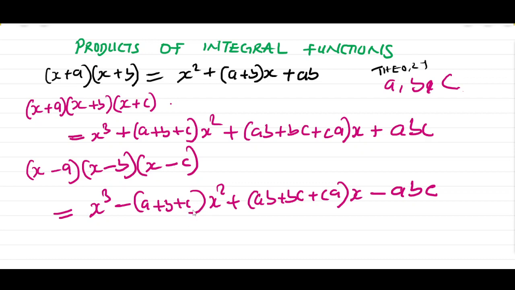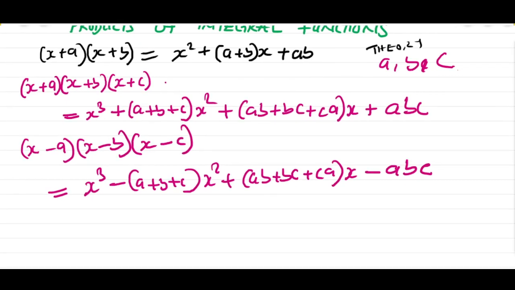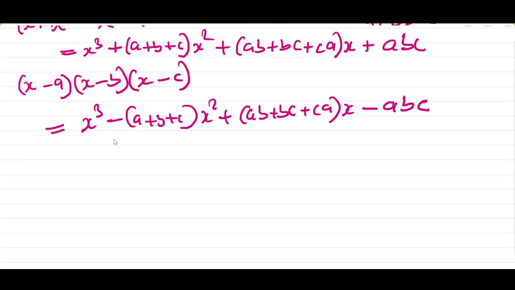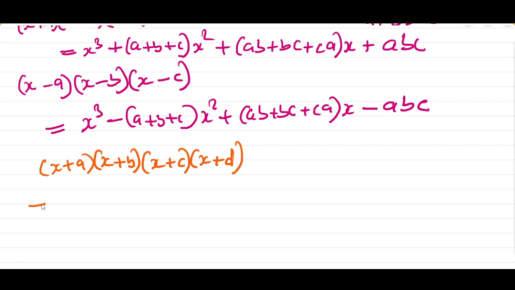So likewise for the 4 variable case here, we can actually do the 4 variable case, but I will not complete it. I'll just give you a hint on how we can do it. Suppose I have x plus a, x plus b, x plus c, and then x plus d for the 4 variable case. First thing we have is x to the 4th power. Then we will have some term here for x to the 3rd power.